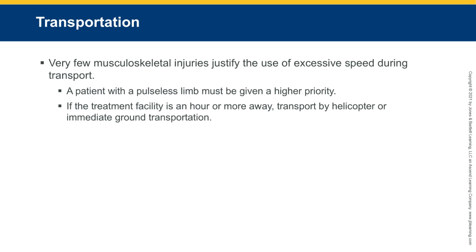Most musculoskeletal injuries do not justify excessive speed during transport. However, a patient with a pulseless limb should be given a higher priority, as prolonged loss of circulation can lead to permanent tissue damage. If the nearest treatment facility is over an hour away, consider transporting by helicopter or the fastest available ground transport to ensure timely intervention.